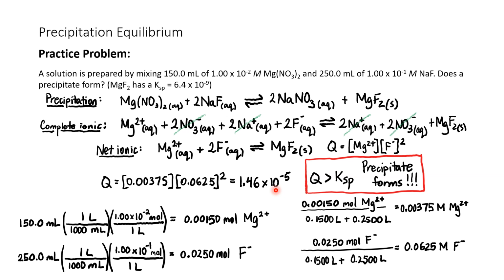Because when Q is greater than KSP, what that means is you have way too many ions, way too many products. Just like I said in the last slide, if you have way too many ions floating around and you're trying to maintain equilibrium, it's just going to drive the process to the left, formation of solid, precipitate. And now you've just shown mathematically by comparing Q and KSP that a precipitate forms in this particular case. Okay?